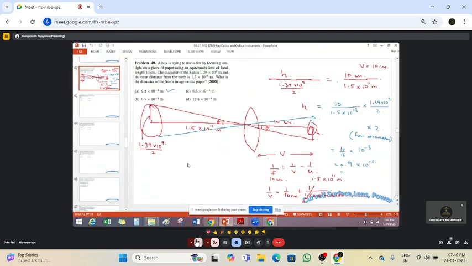I think in the last class we stopped somewhere here, right? The diameter of the sun in the image. What is the diameter of the sun's image through the lens? So this is what we did in the last class.